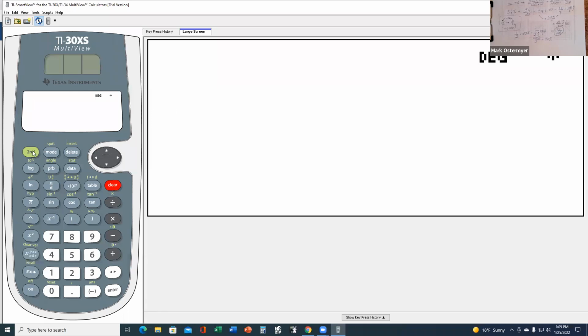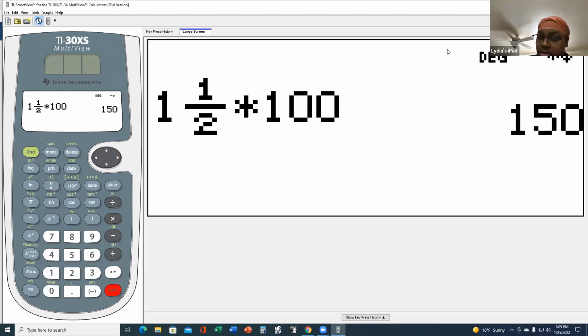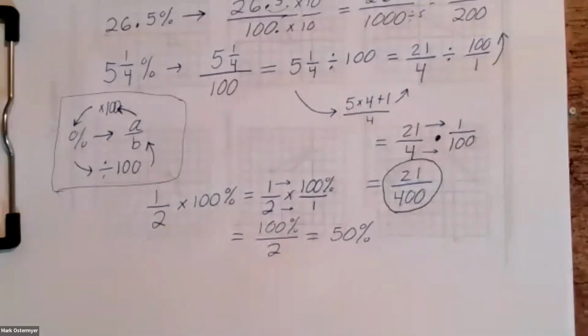Simple thing to do. Bring up your mixed number template. Hit your second button and your fraction button. Type in 1 and 1/2. And just multiply this by 100. And that's your answer, 150%. Don't forget to attach the percent symbol though, very important, 150%. Does that seem right that 1.5 would be 150%? 1.5 of anything is 150% of something, okay? So if you ate one whole pizza and 1/2 of another whole pizza, you consumed 150% of pizza.